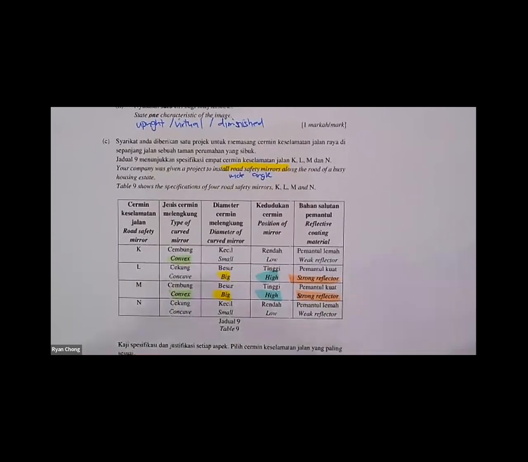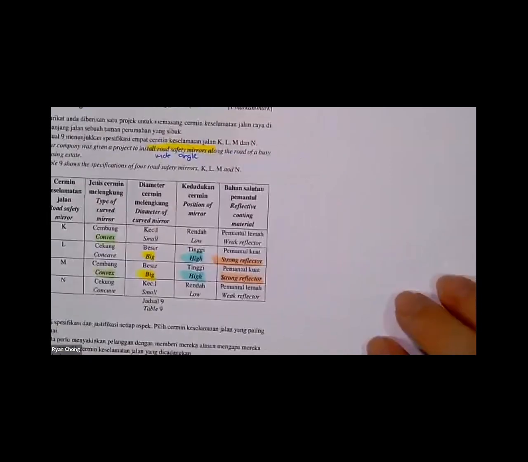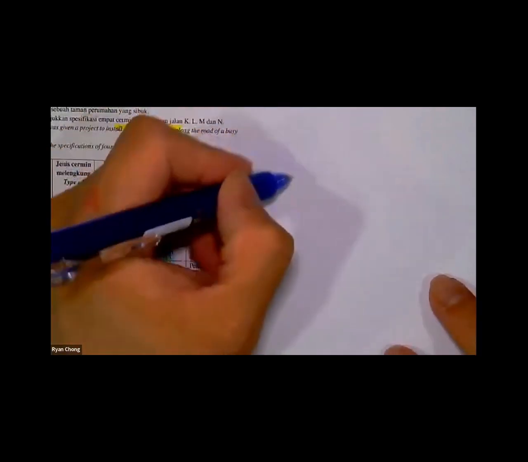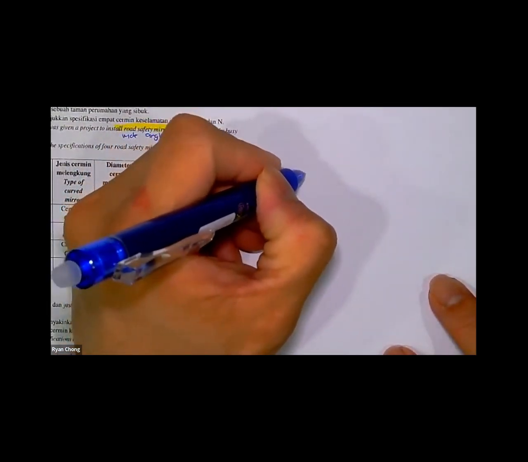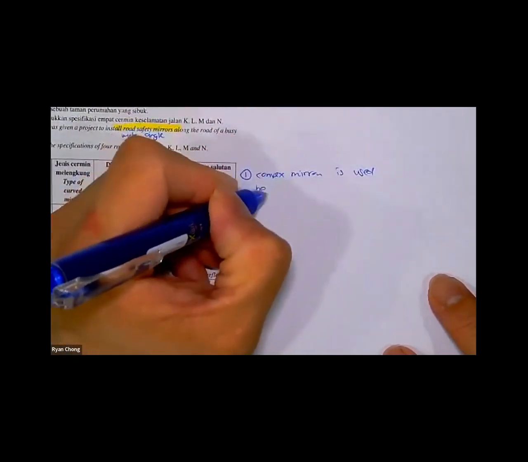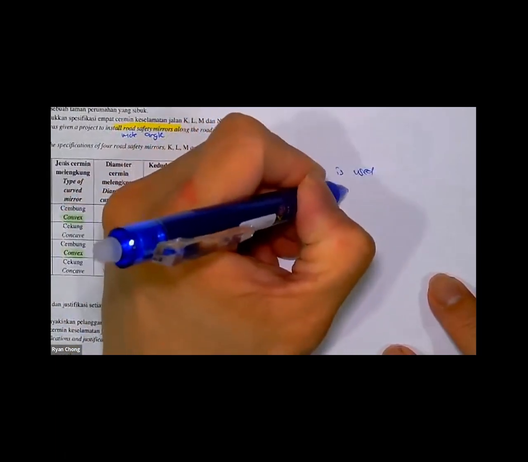So this one is easy. How do we write the final answer for the 10 marks? Just now, you can write in table form, essay form, or point form, or you can build a table to write all the answers. So first, you will use convex mirror. Convex mirror is used because it is a wide angle mirror.